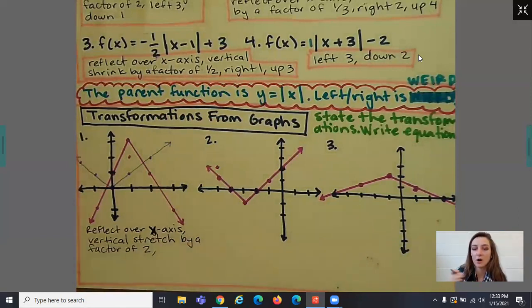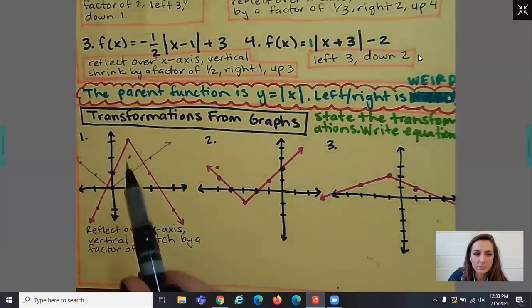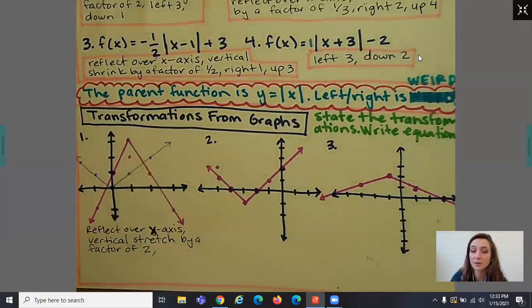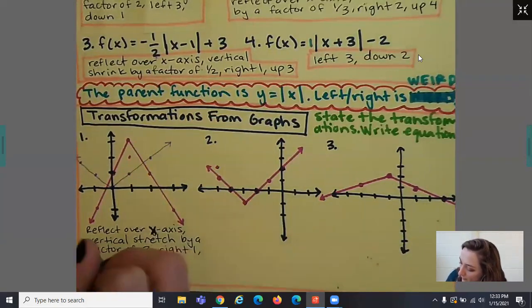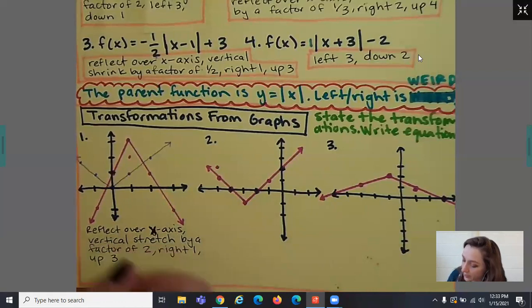Now we can do our right and left and up and down. This is actually pretty easy. Here was the original point, and it went right 1, up 3. See that? Right 1, up 3. So we can literally just write that: right 1, up 3.